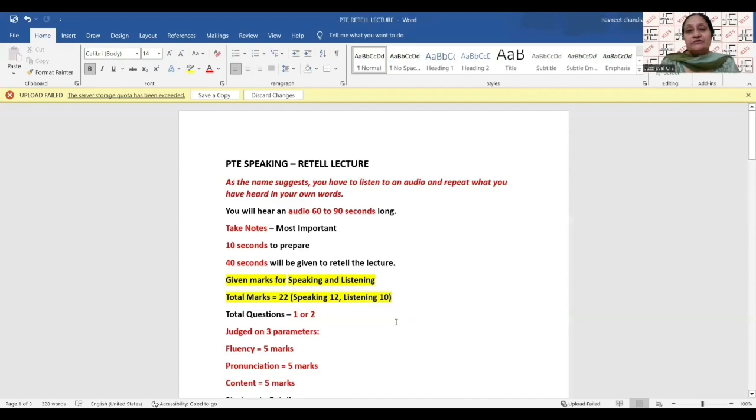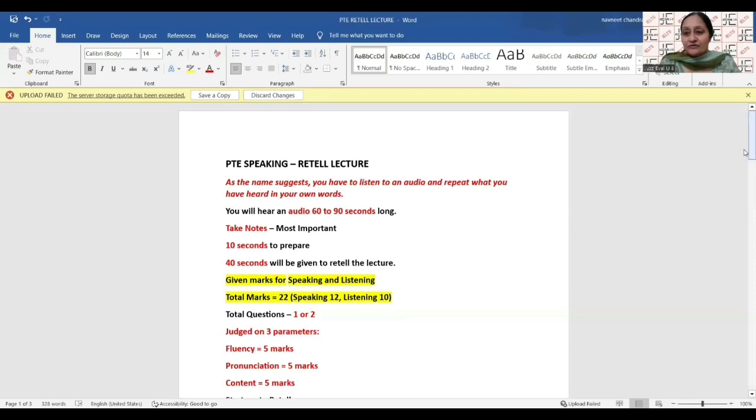And in this question, you're given marks for two modules, speaking as well as listening. Total marks are 22. Speaking, 12 marks are allotted, and for listening, 10. And in enabling skills, you're judged on three parameters: fluency, pronunciation, content. All are allotted 5 marks each.